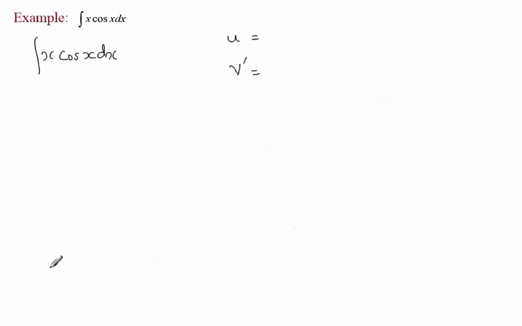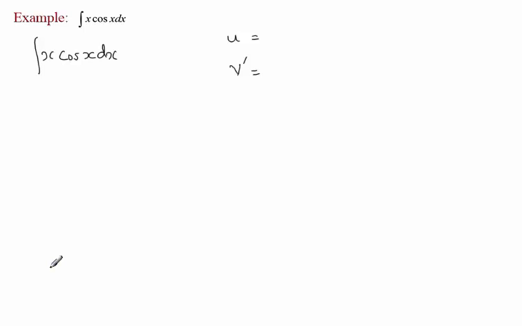Then I've got to choose. I've got a choice to choose. I think cosine is a derivative of some function. x is a derivative of some function. But themselves sitting together like that, I must choose carefully. Who do I make u? Who do I make dv?